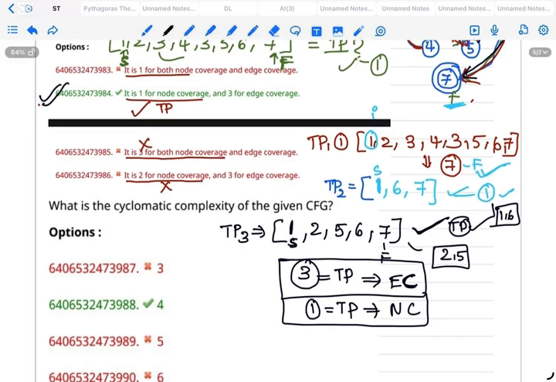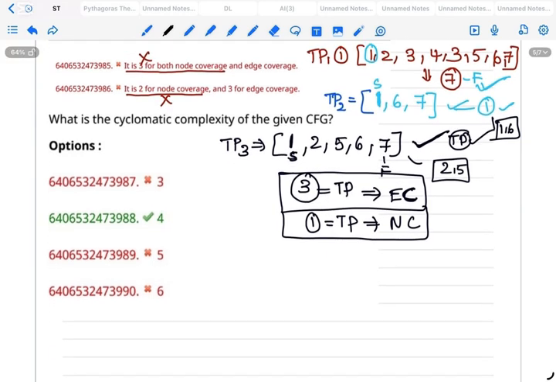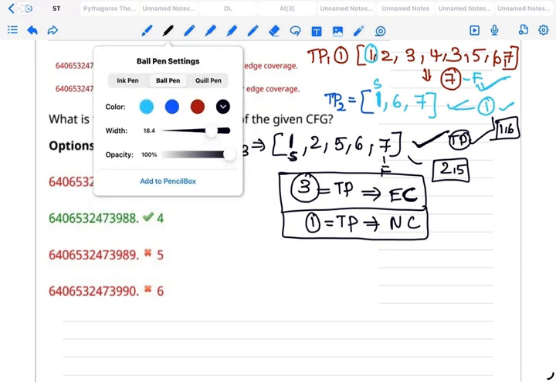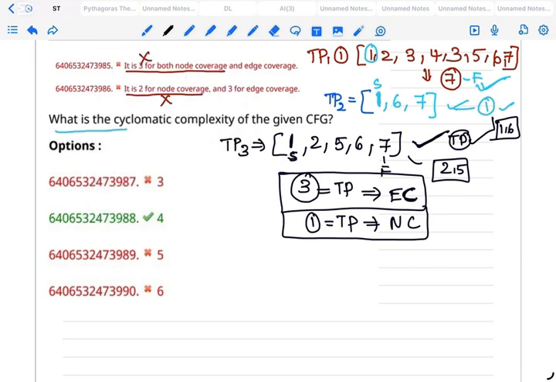So for this question, answer B is correct. In the same question they are asking: what is the cyclomatic complexity of the given control flow graph? Generally there are 2 formulas for cyclomatic complexity. The first is cyclomatic complexity equals the number of decision nodes plus 1. This one is easy to find from the control flow graph.